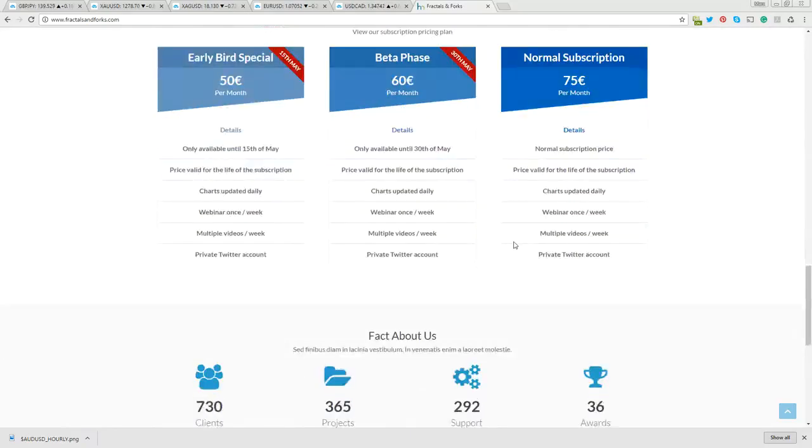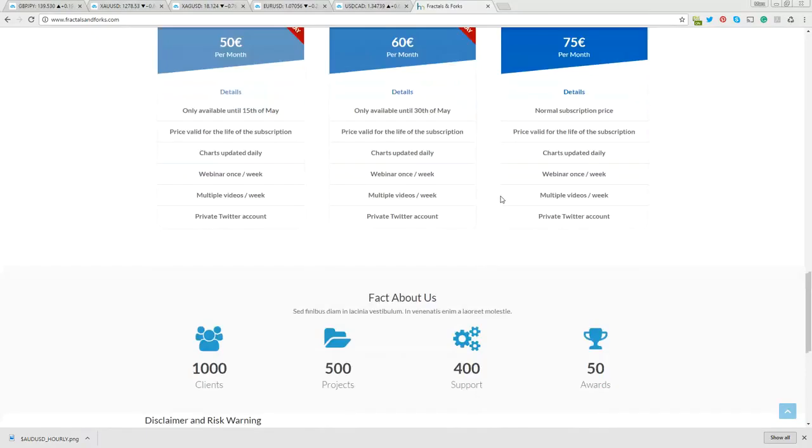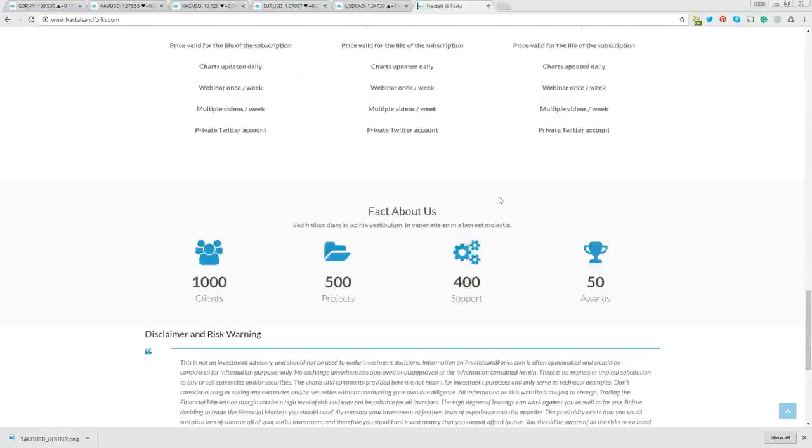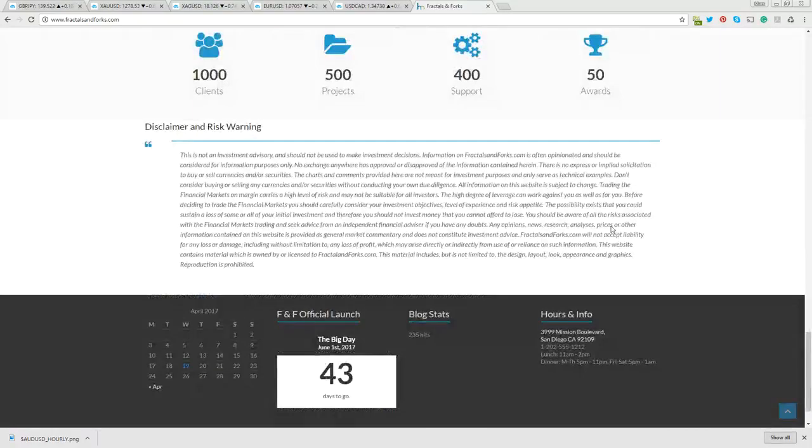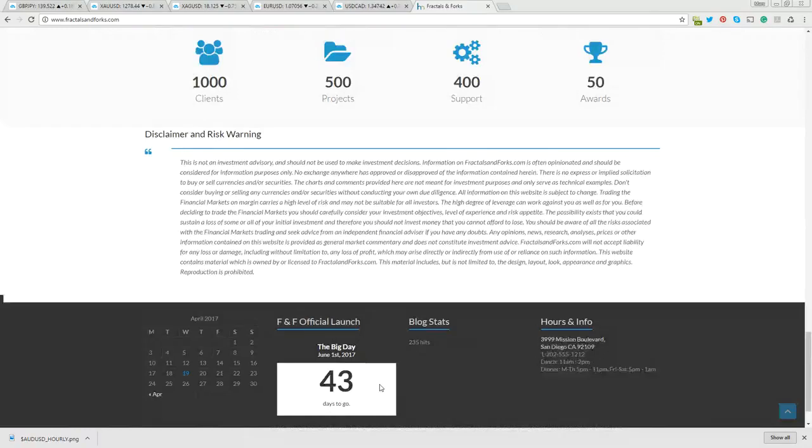We will be giving a lot to charity. First, we need to, of course, pay for the webinar software and the site and the hosting, and if we put a chat on the site, that'll cost money every month, and so on. So yeah, just facts about us, disclaimer, risk warning. So officially, we want to launch on June 1st, right? 43 days to go.